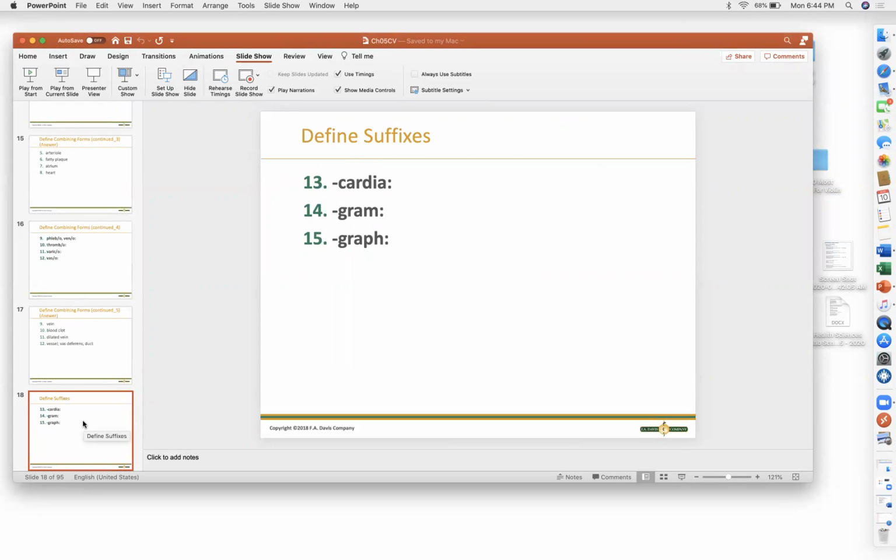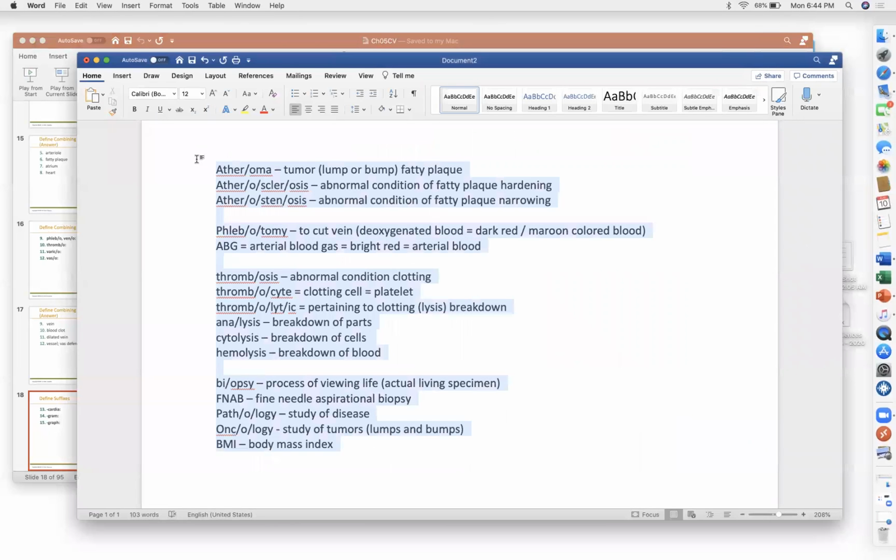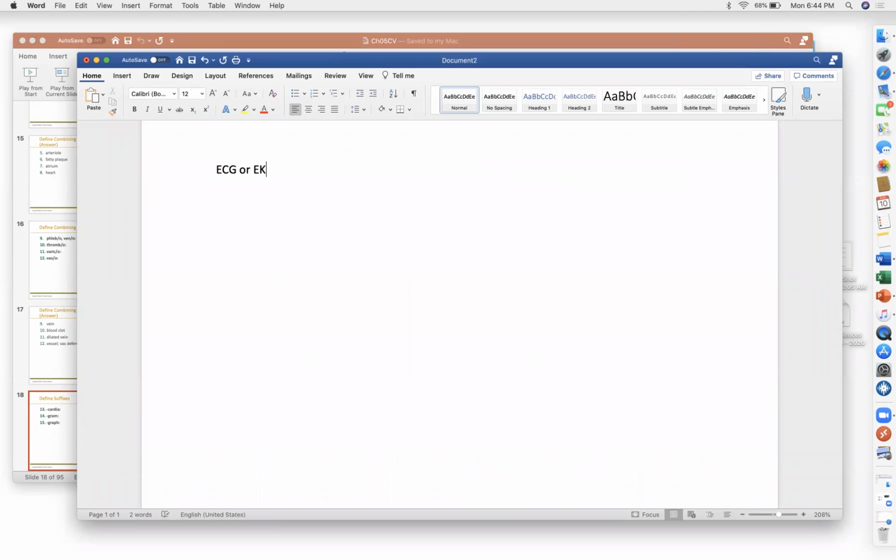Now, cardia, gram, graph, we already saw in my notes, gram versus graph versus grapher versus graphy. Remember, how do you remember it all? Let's review. And let's look at the word electrocardiogram, or ECG. ECG or EKG, if we're in the lovely German, we're in Germany. That's electrocardiogram. So if we look at the word gram, electrocardiogram, gram means the actual recording of the electricity of the heart.